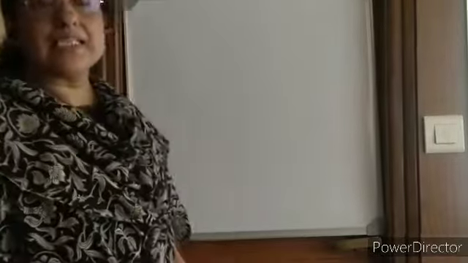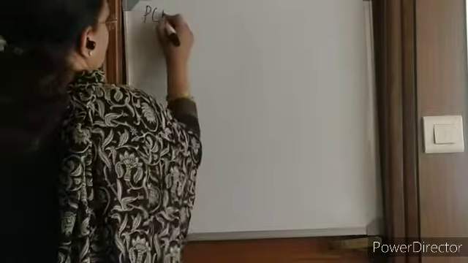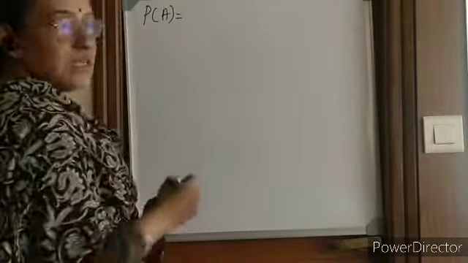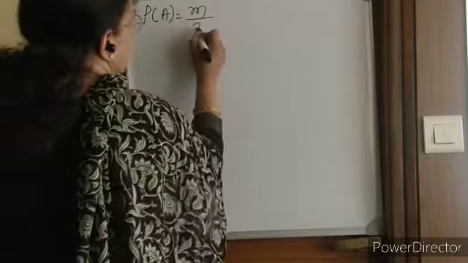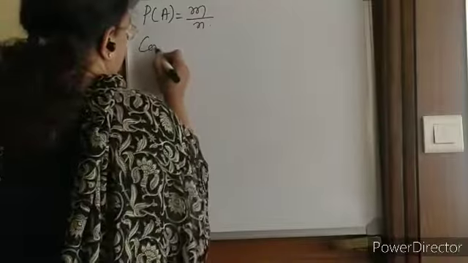Now yesterday I had given you the definition of probability. Just a recap of that. I had given you the formula also. So probability of A is equal to M divided by N. Fine? Okay. Now we have one more definition.